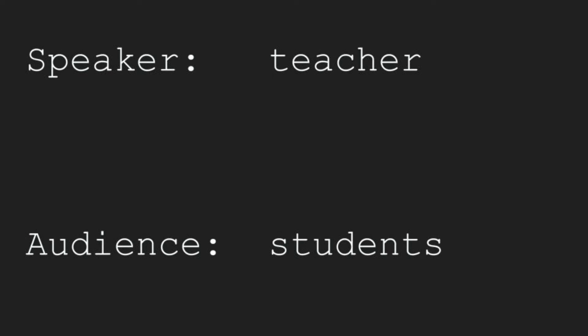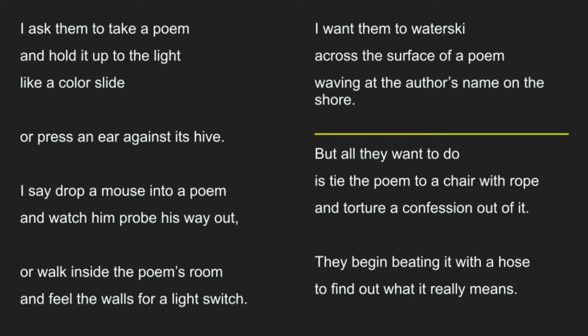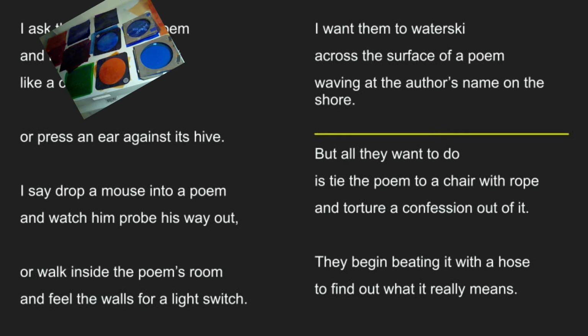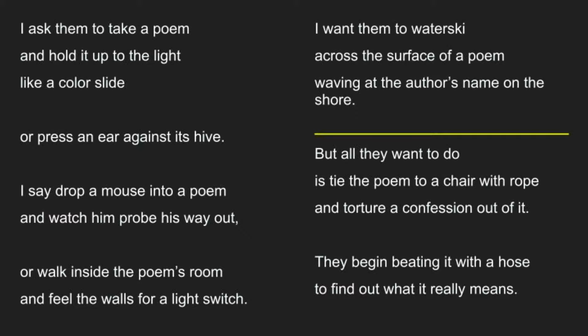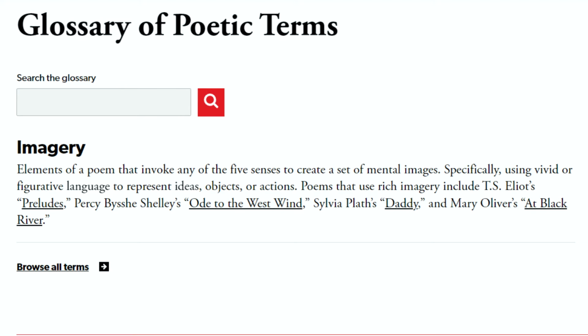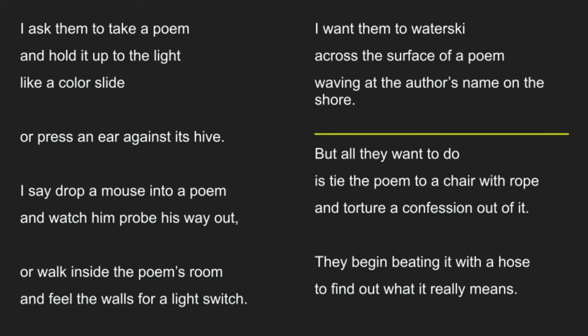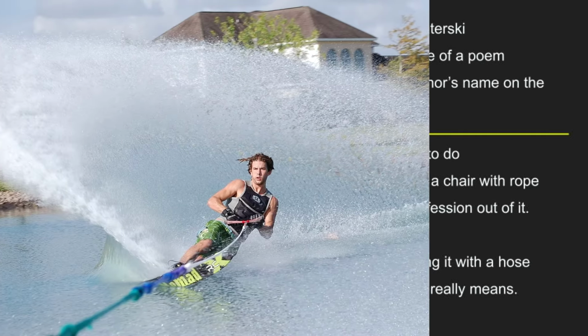And in the top half of the poem, we have all these beautiful, adventurous, sort of fun, exciting images of what to do with a poem. We have holding it up like a color slide, or listening to it, or dropping a mouse in and watching him find his way out of a maze, etc. And a lot of these images play into senses. We have looking at the poem through the light like a color slide, and listening at a hive, or feeling the walls for the light switch. So a lot of sense imagery. And there are also some really exciting ones like the mouse and the maze, or water skiing and waving at the author's name. I really like that image.